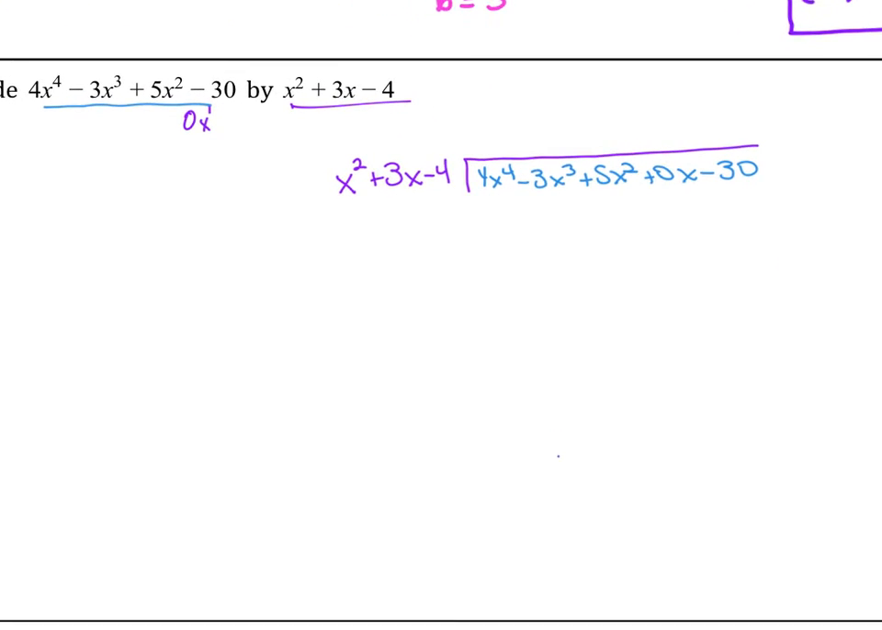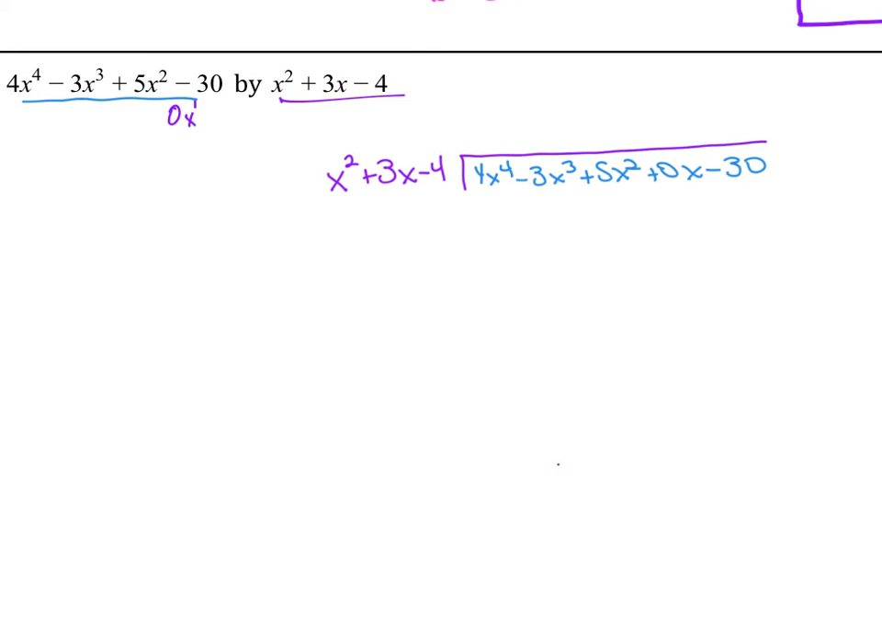Now, whenever we're dividing, we want to take the first terms, right? So you're only looking at the first terms. So we're looking at dividing 4x to the fourth over x squared. So you're left with 4x squared, right? You're dividing, so 4 times x to the fourth over x squared, you just subtract the exponents, which is 4x squared. And so that will get written over the other x squared value here. We're starting to build our quotient.